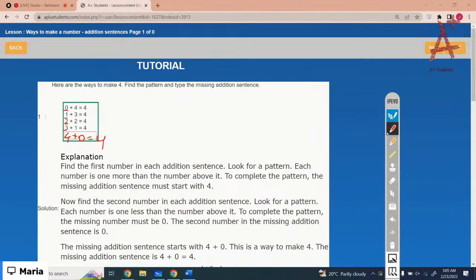So 4 plus 0 also makes 4. This way you understand the pattern as well, and you can find the missing sentence. Got it? Let's just start with the test questions.